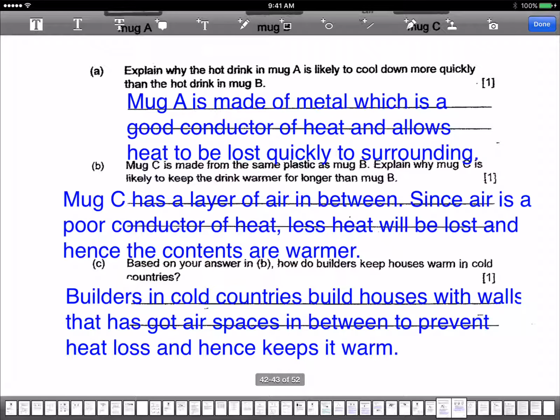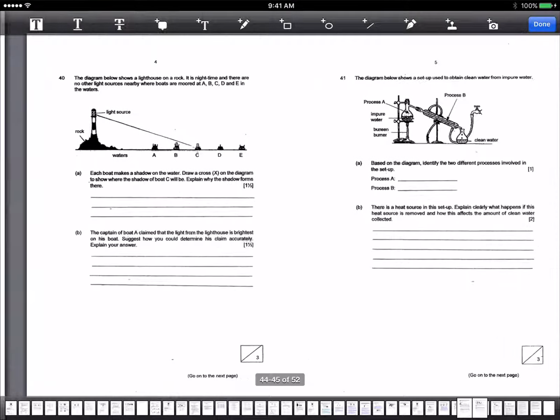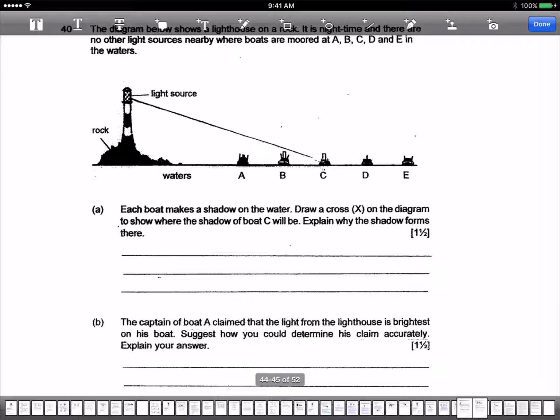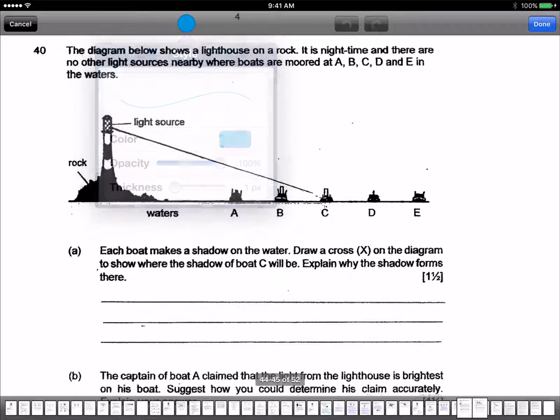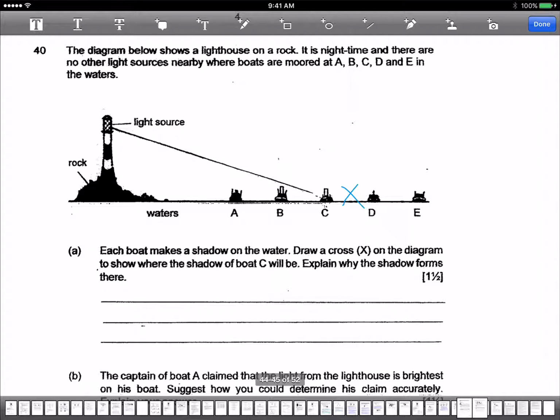Okay, next one. Lighthouse. Each boat makes a shadow. Draw a cross on the diagram to show where the shadow of boat C will be. Elisa, where do you think the cross is? In the water. Which part? Between C and D. Yeah, between. Here, okay? Put a cross there. Between C and D. The shadow will be over there.